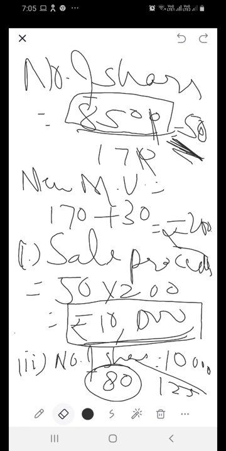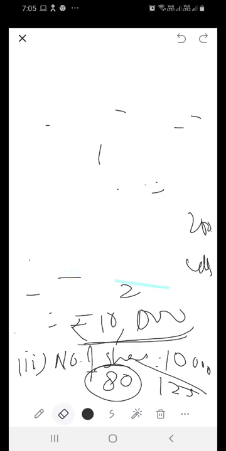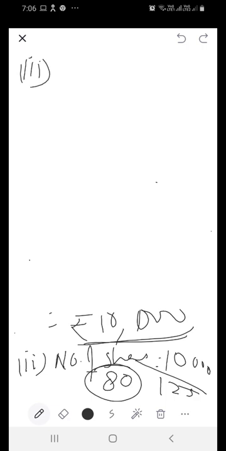Now in the third part, they are asking you to find the change in his income. Change in his income means how much dividend he got from the first company and how much dividend he has got from the second company. Compare them and tell whether there was an increase in his income or a decrease. First we are going to find the dividend of the first company.